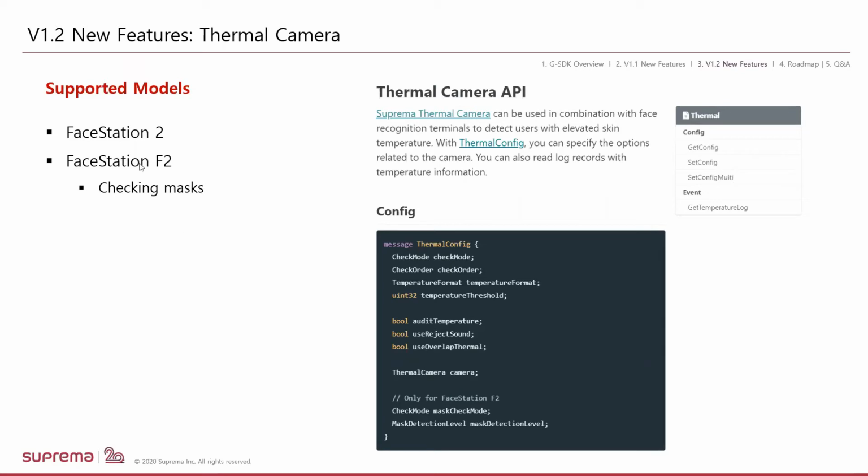And in the case of FaceStation F2, it also provides a new function which can check if the user is wearing a mask or not. It is only provided on F2 now, but anyway, to support these thermal cameras, new thermal APIs are provided in version 1.2. I also wrote some simple examples to show you how to use these thermal APIs.